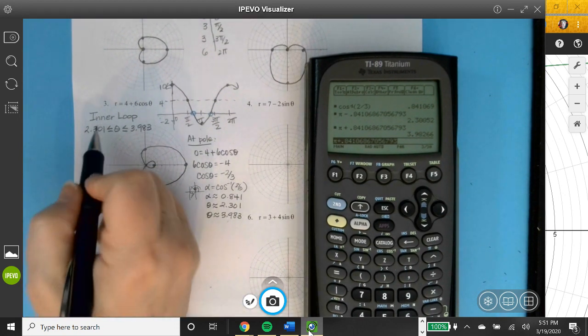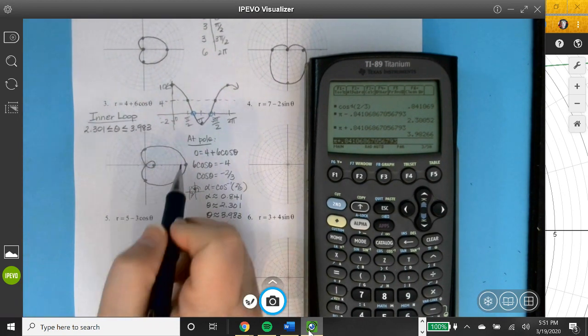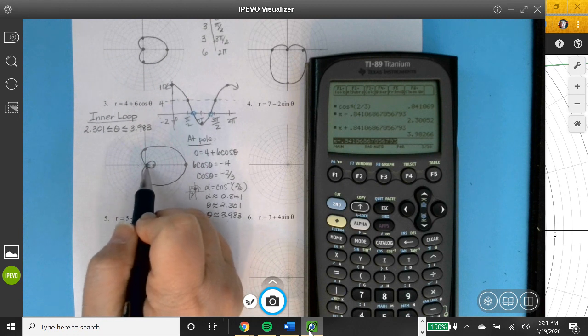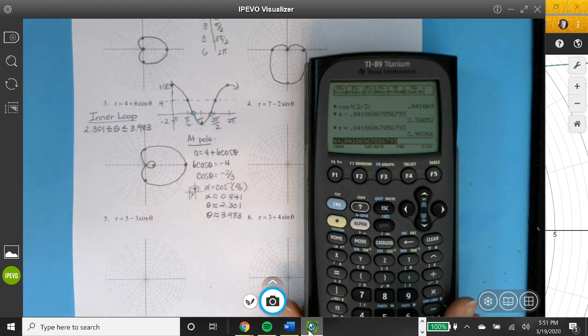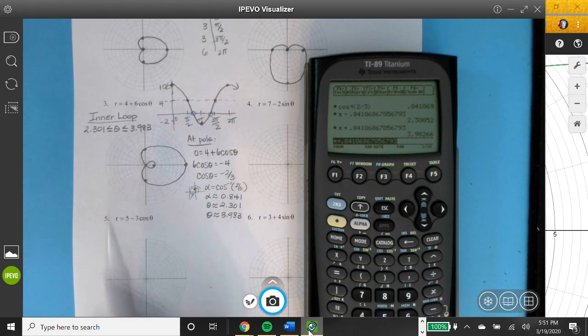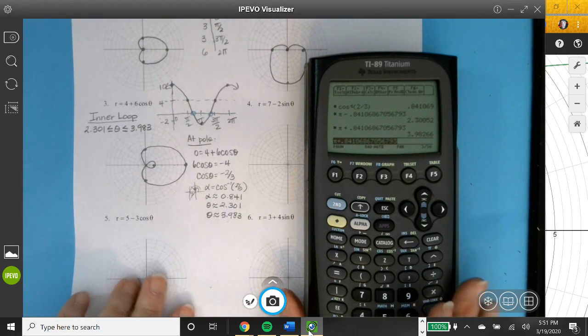Okay, so we need to be able to do that because we're going to be finding the area that is swept out by the angles for the inner loop and all this other stuff next time that we talk. So that's great. So this is a limacon with an inner loop. All right, let's do another one.